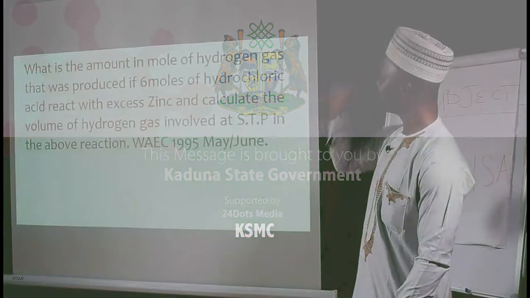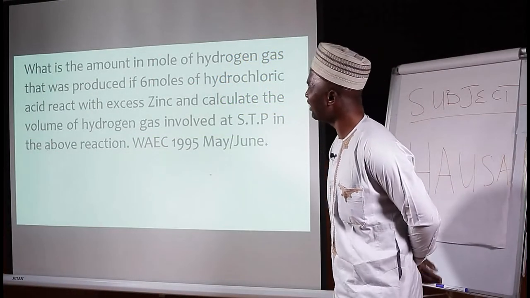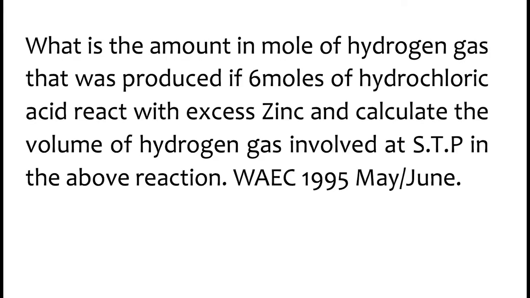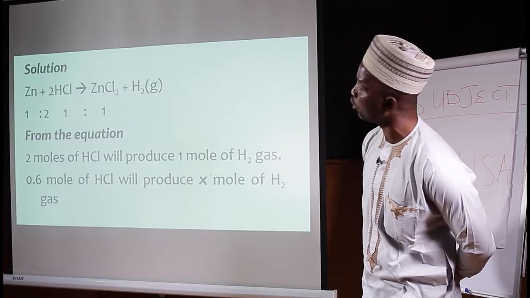Now, let's take the next example. It says, what is the amount in moles of hydrogen gas that will be produced if 0.6 mole of hydrochloric acid reacts with excess zinc, and calculate the volume of hydrogen gas involved at STP? This question was lifted from WAEC 1995 May-June. Now let's look at what the solution will look like.